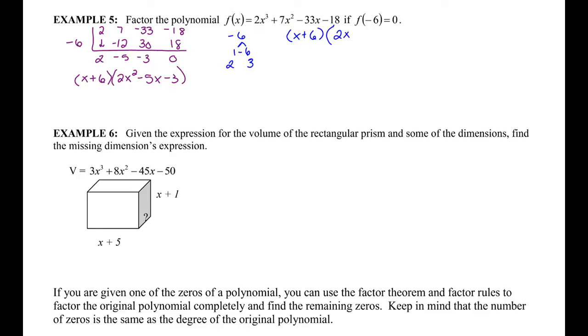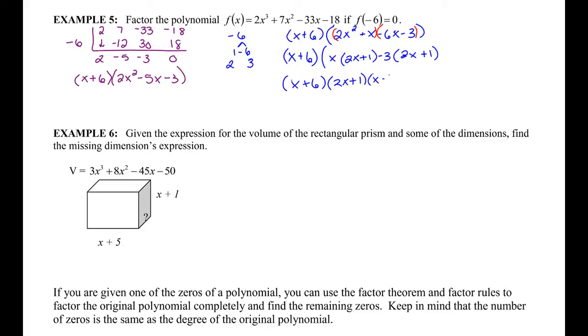Then we have 2x squared plus x minus 6x minus 3. And we can group the first two terms together and the last two terms together. If we pull out a greatest common factor, I'm left with x times the quantity of 2x plus 1. And if I pull out a negative 3 from the second one, again I'm left with 2x plus 1. So this factors to x plus 6, 2x plus 1, and x minus 3.